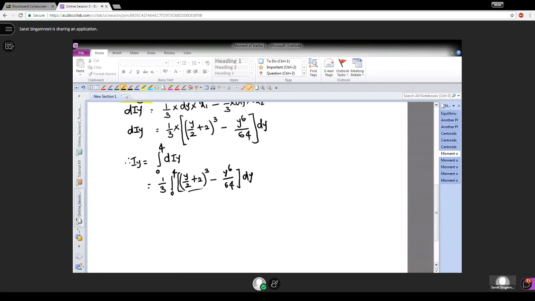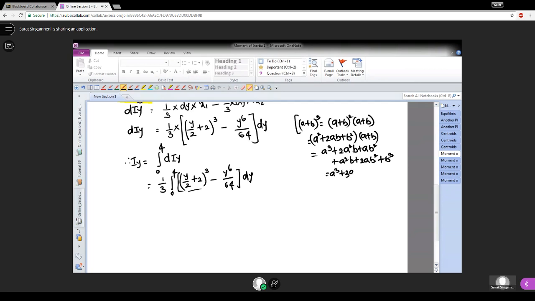Now I will expand this one. This is (a plus b) whole cube. If you don't remember, you will write it as (a plus b) whole square times (a plus b). But (a plus b) whole square, everybody knows, is a squared plus 2ab plus b squared, times a plus b. First multiply with a, giving a cube plus 2a squared b plus ab squared. Then multiply with b, giving a squared b plus 2ab squared plus b cubed. When you simplify it, it becomes a cube plus 3a squared b plus 3ab squared plus b cubed. So you just apply that here.